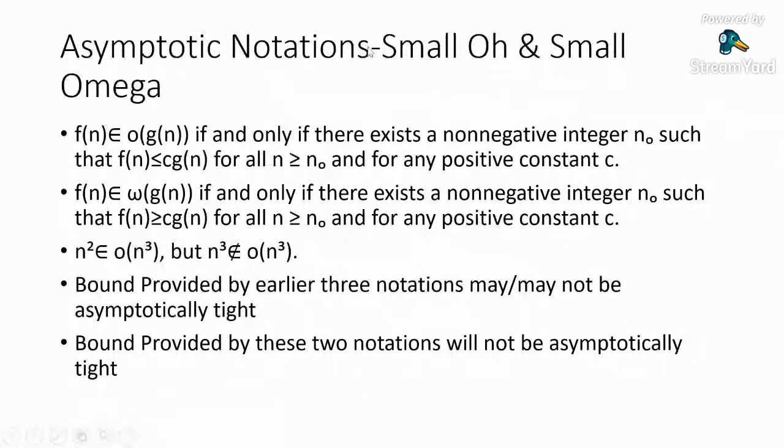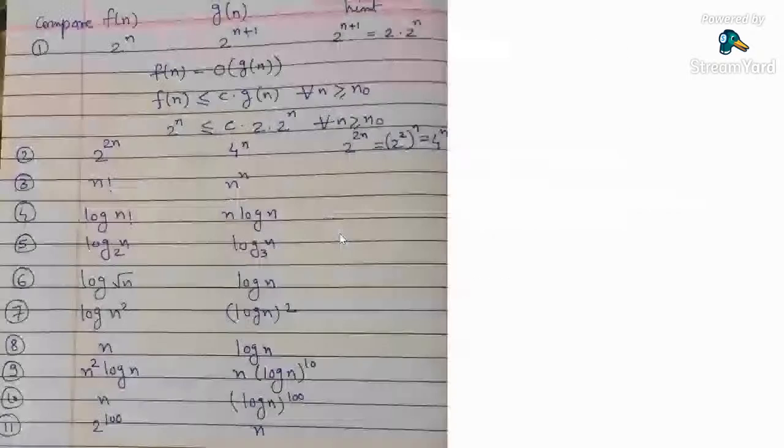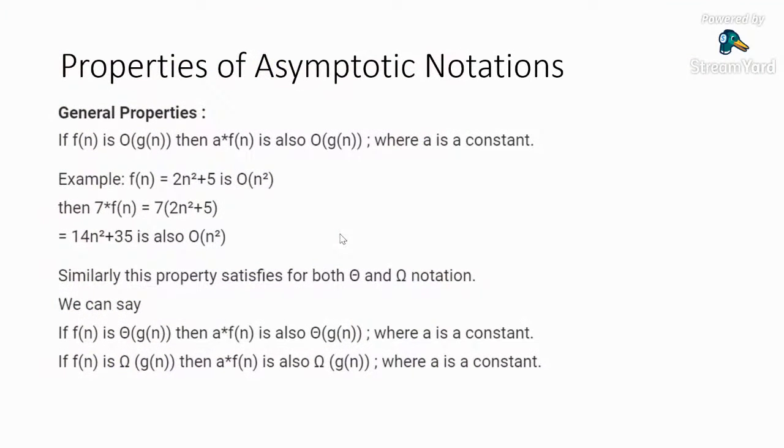Then we had seen the asymptotic notations, small o and small omega. The bound provided by asymptotic notations, small o and small omega, will not be asymptotically tight, means the growth of these two functions will be different. Then we had seen some examples. Then today we will see the various properties of asymptotic notations.